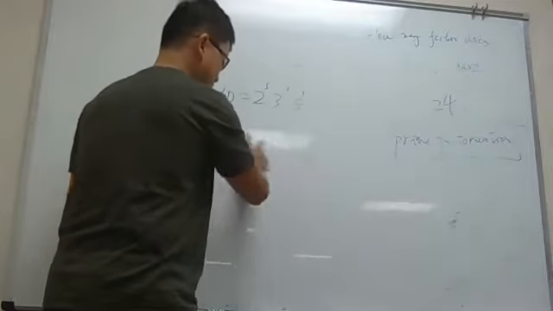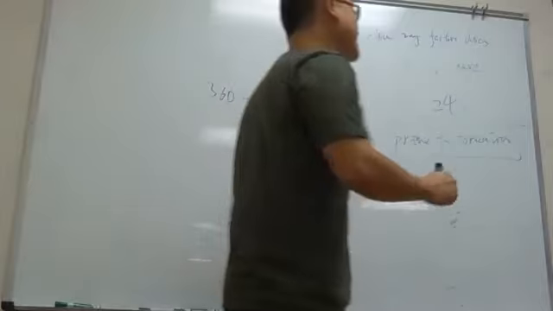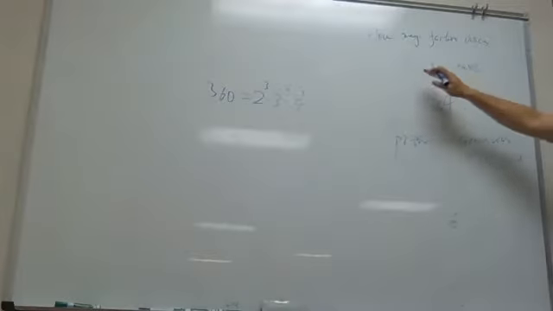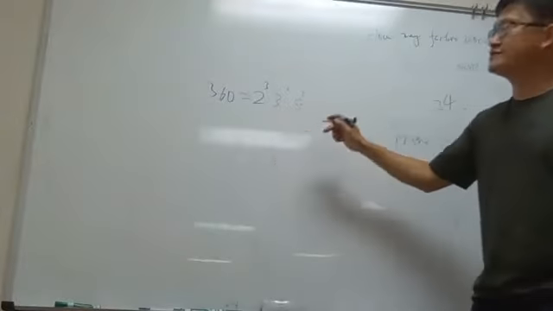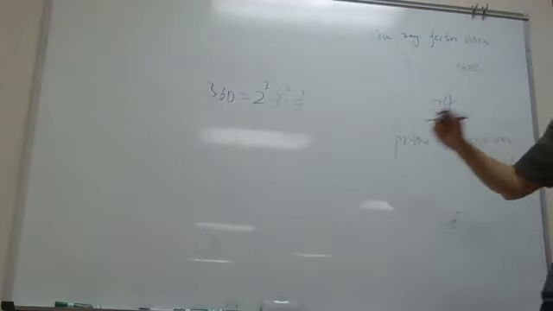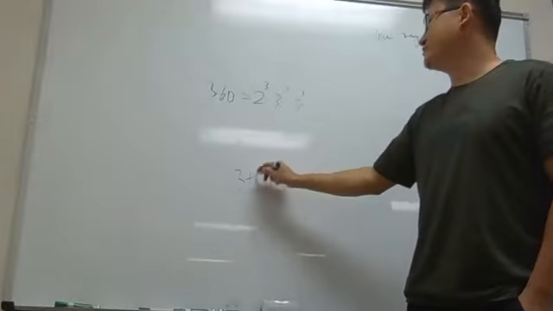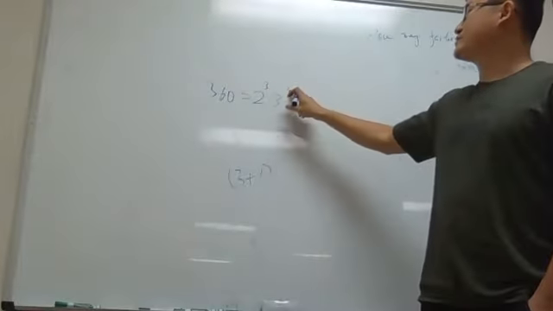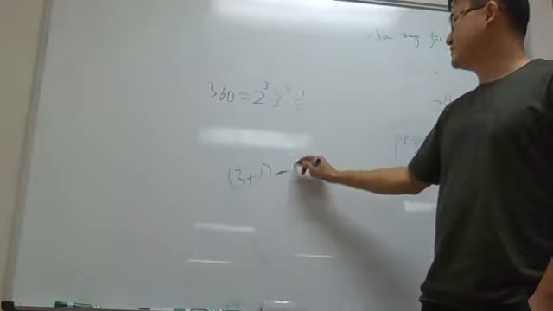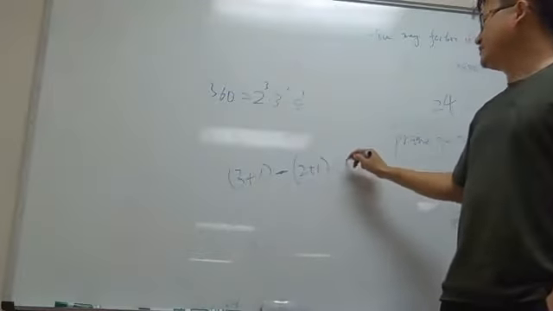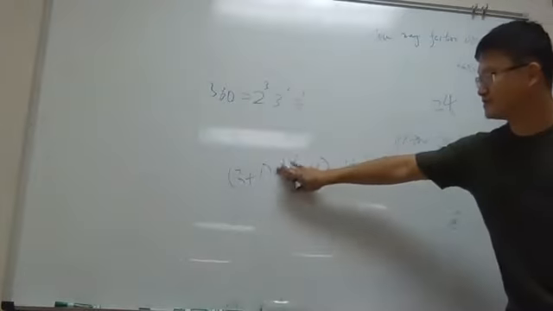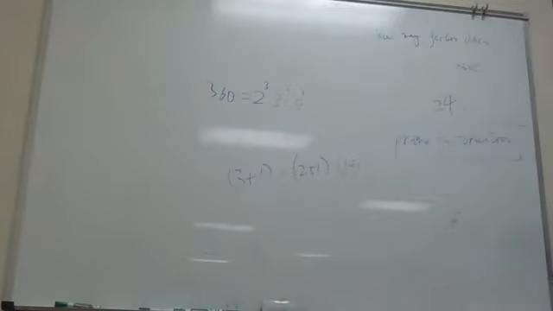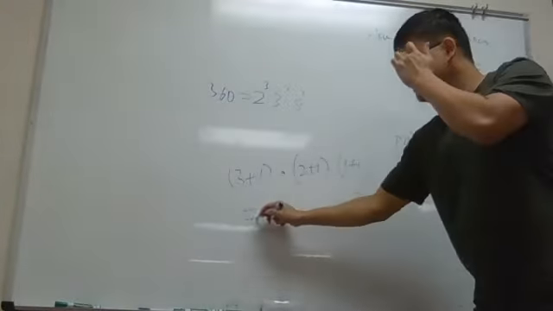Okay, so the number of factors we're computing here includes 1 and 360 itself. So there is a total of how many factors? We have the power plus 1: 3 plus 1 times 2 plus 1 times 1 plus 1. So that's the number of factors, which is 24.